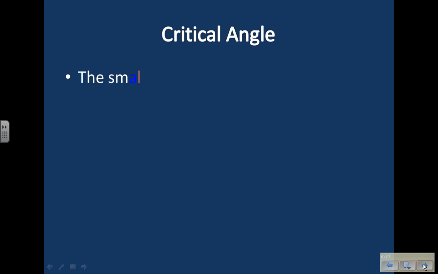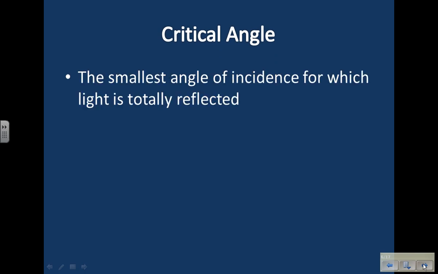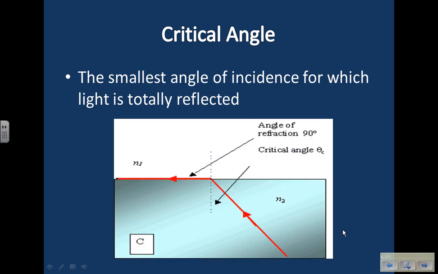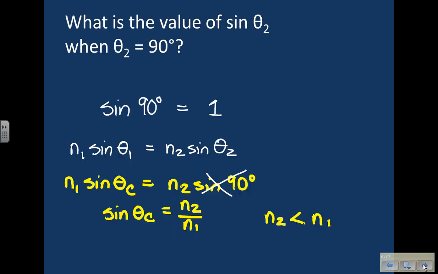Now, critical angle. It's the smallest angle of incidence for which light is totally reflected. So here's our critical angle measured from the normal. The light's coming from the optically denser medium, and it's bending away from the normal. The critical angle is when this angle of refraction is 90 degrees. So, what is the value of sine theta 2 when theta 2 is 90 degrees? If you calculate sine of 90 degrees, it's 1.